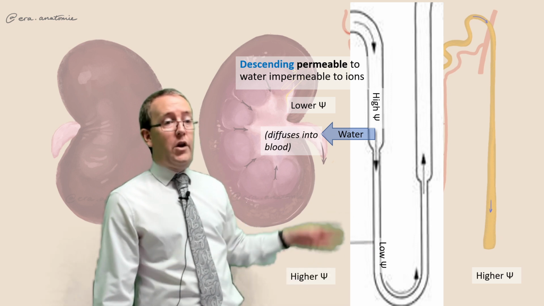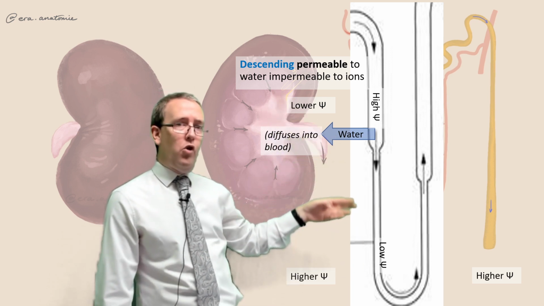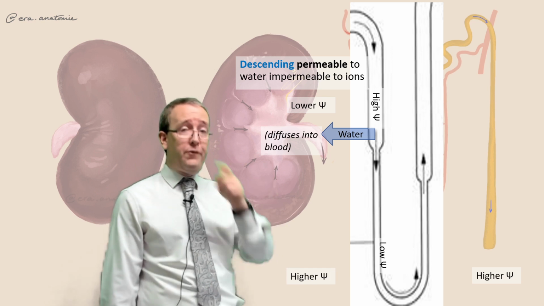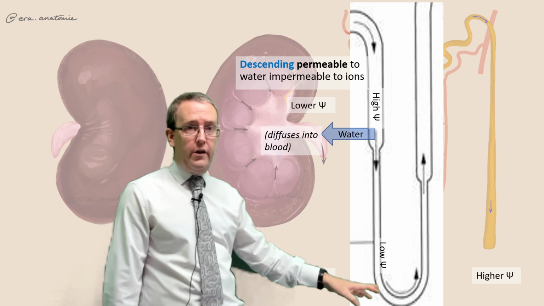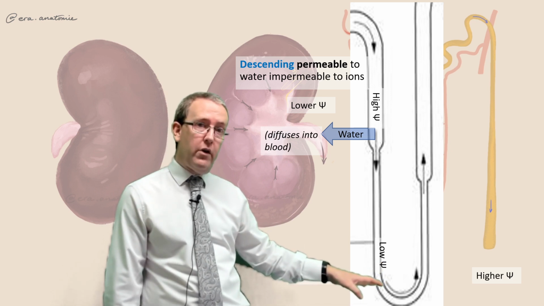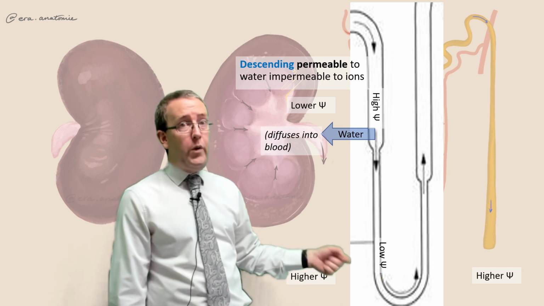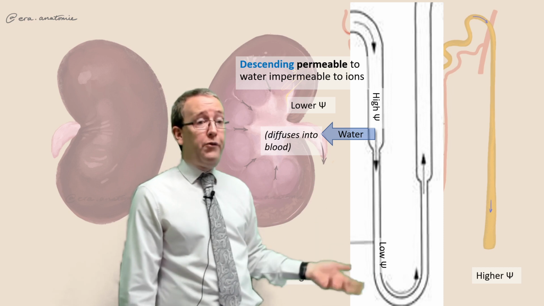So that descending arm makes a more and more concentrated solution, but we still haven't got enough of the stuff out of the filtrate to call it urine yet. We wouldn't want to lose the filtrate that's down the bottom here, because we wouldn't be able to survive very long, right? And by retaining enough water to survive, we need more mechanisms, more multipliers to make this happen more effectively.